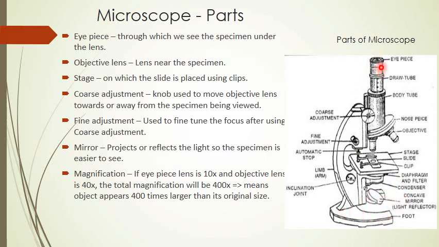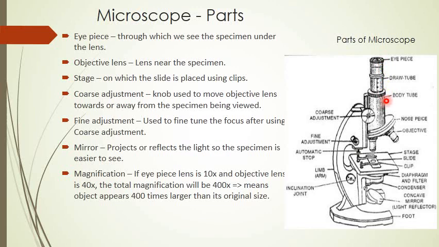So what is this eyepiece? The eyepiece is through which we see the specimen under the lens. That means our eye will be here. When we view through the eyes, we will first see here, so the eyes will be nearby. That is why it is called the eyepiece. This is the place where our eyes lie, and we see through this particular lens. So this eyepiece has an eyepiece lens.